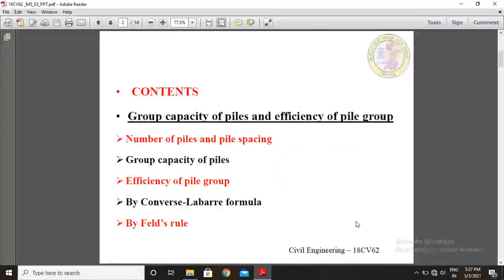Contents. Today I want to explain in detail about group capacity of piles and efficiency of pile group. So these are the headings and subheadings: number of piles and pile spacing, group capacity of piles, efficiency of pile group, by Converse-Labarre formula, by field rules. So these are the contents required to cover in Session 3.